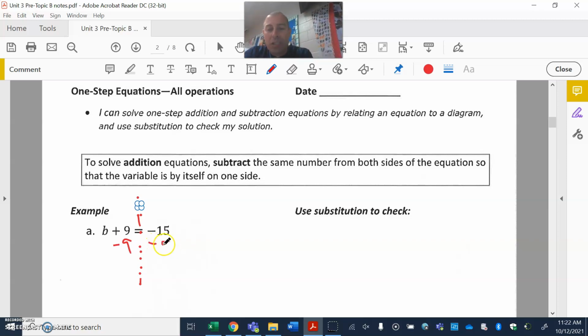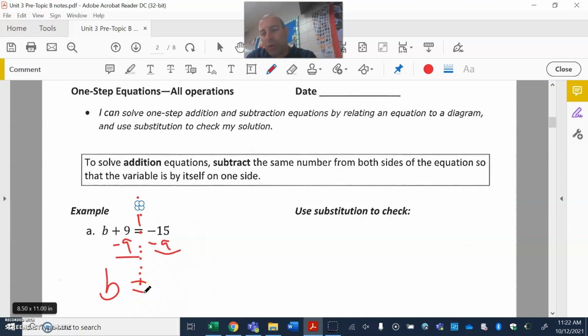We'd always do the same thing to both sides because that keeps things balanced. An equation's like a scale. So if we take 9 away from one side, we also have to take 9 away from the other side to keep things balanced. So this is where your properties come into play. That's an additive inverse. Well, it's always going to give us 0. And what happens when you add 0 onto something? Nothing. So we don't even bother doing anything over here. We just drop the B down, and there we are.